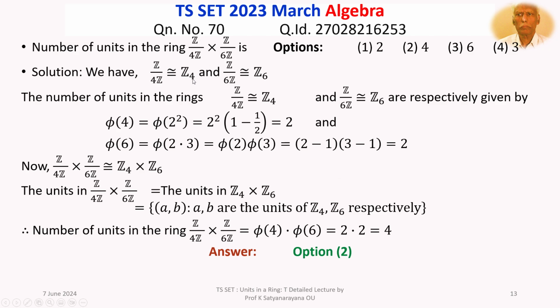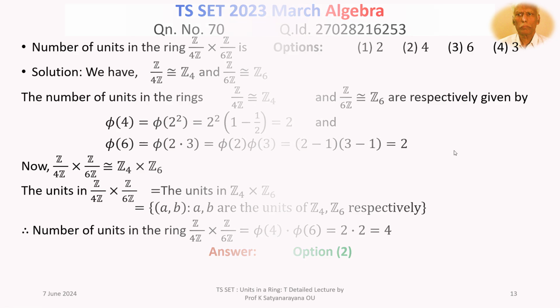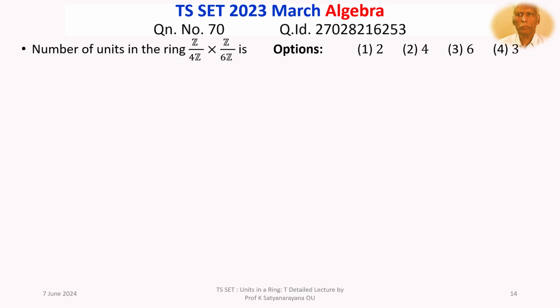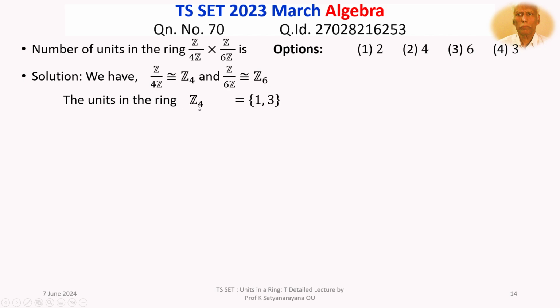Because Z/4Z, Z4, Z6 are small rings, I can physically count the units of those rings and talk about the units in the direct product. Right. That's the same question. So we have this, and now the units in the ring Z4, physically count them.